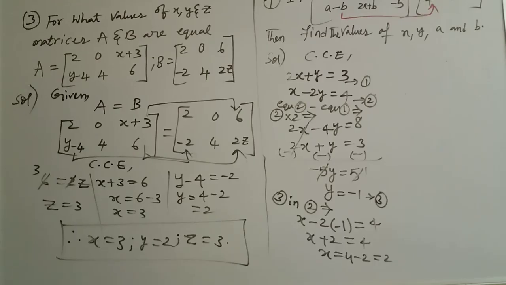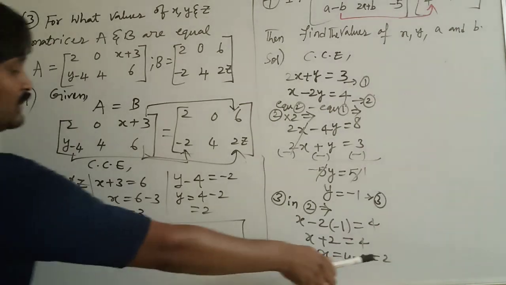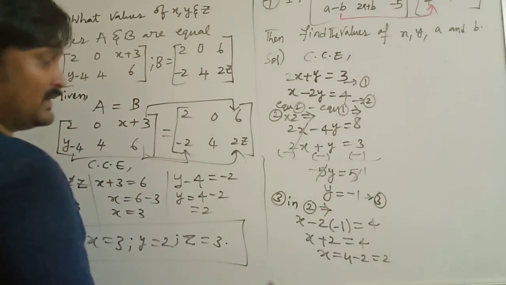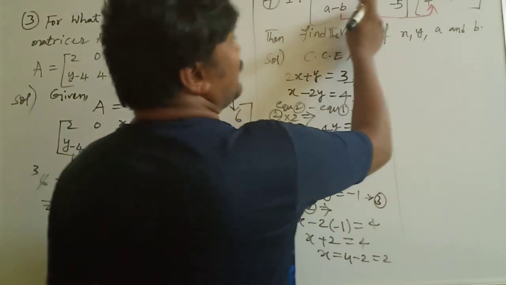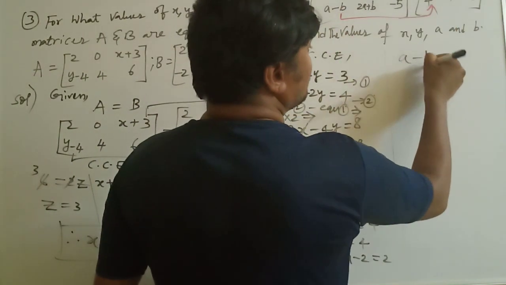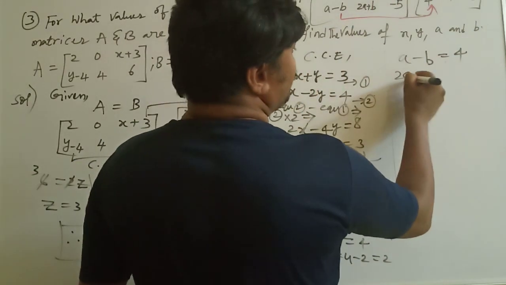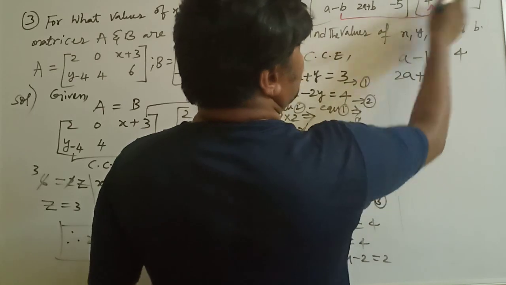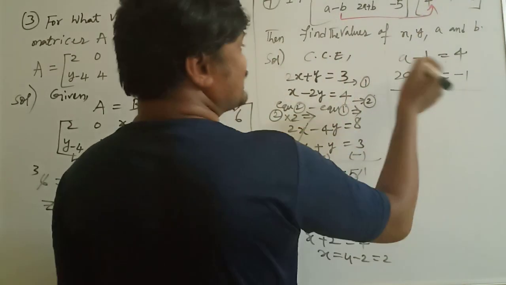This is about your x and y values. x is equal to 2 you got, y is equal to minus 1 you got. Now you are going for the a and b values. So first, a minus b is equal to 4. Second one, 2a plus b is equal to minus 1. So now what I'll do is just add both.